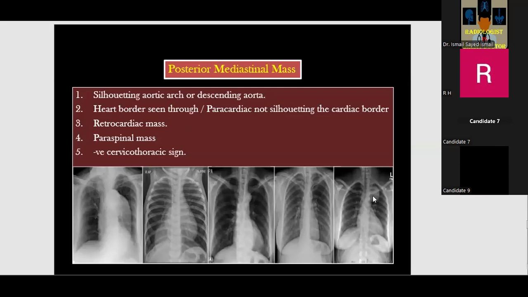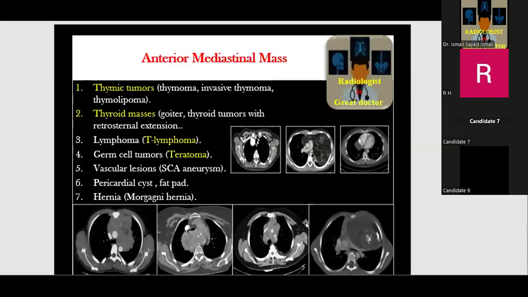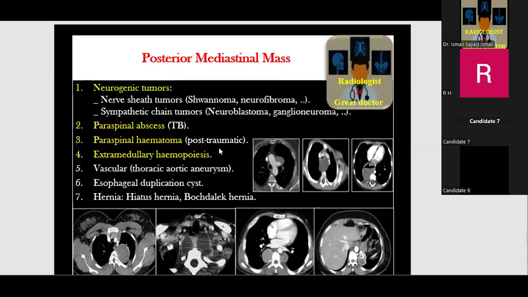And the most important radiographic sign is that the upper border of this mass is seen well-defined superior to the clavicle. It's called the negative cervicothoracic sign. If the inferior border of the paraspinal mass is seen diverging, it means abdominal origin. This is called the thoracoabdominal sign. Think of TB, abscess, paraspinal collection, and also extramedullary hematopoiesis.